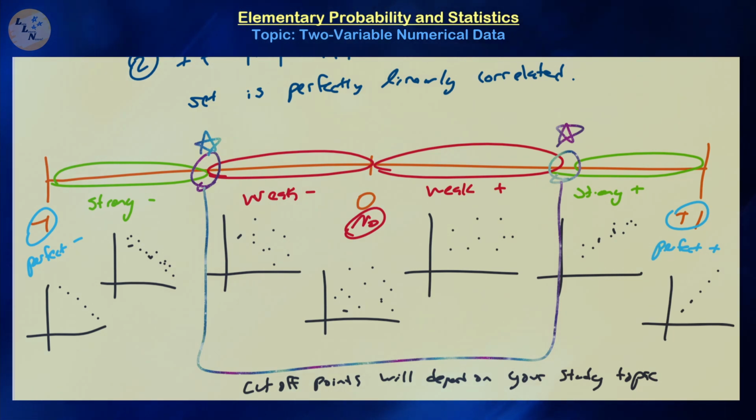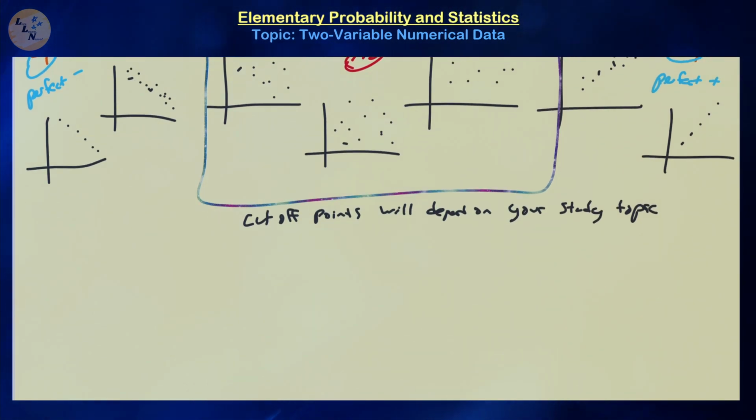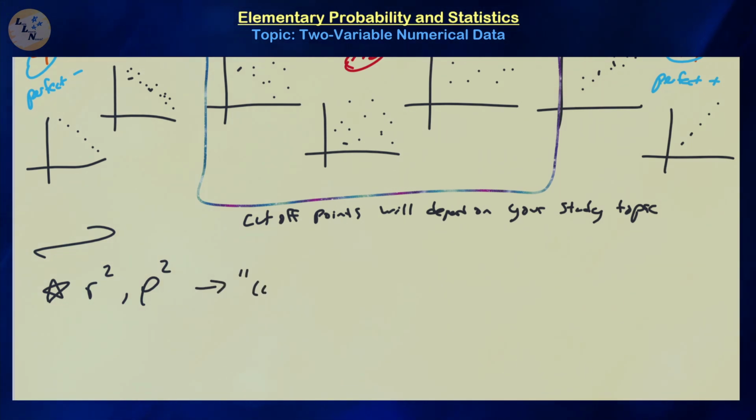So those are some of the basic ideas associated to correlation. And there's one other type of metric that's commonly used. It's called R squared or rho squared. That's just the square of the correlation coefficient, and this is referred to as the coefficient of determination.